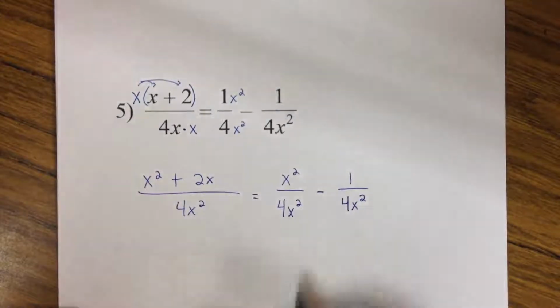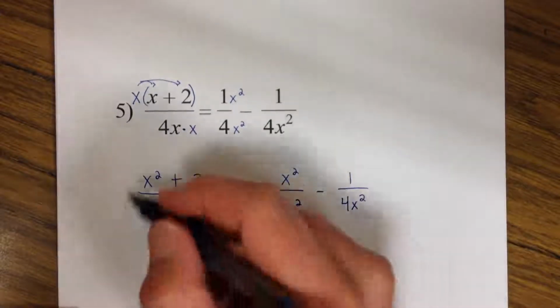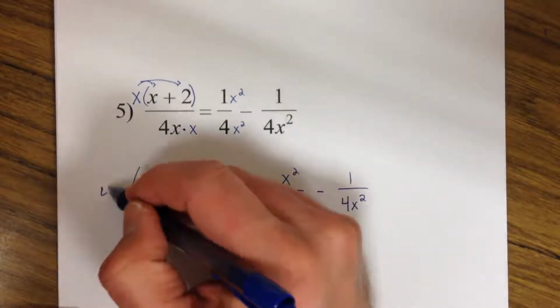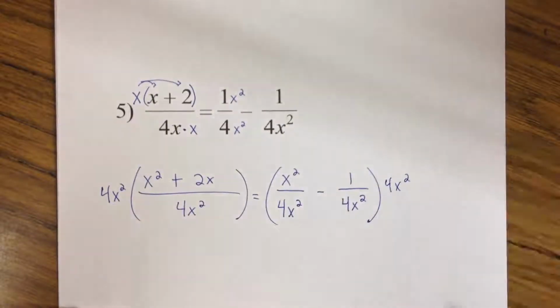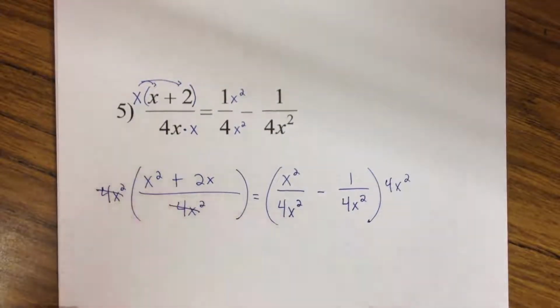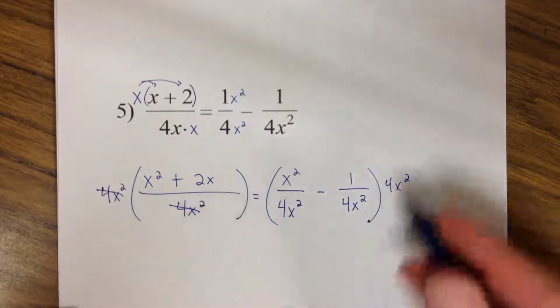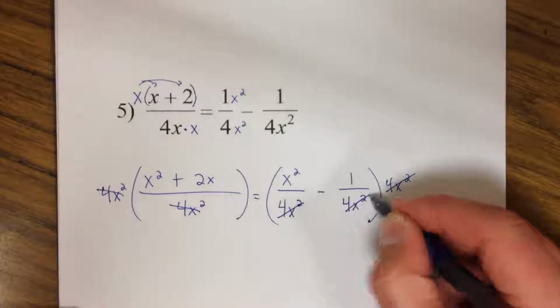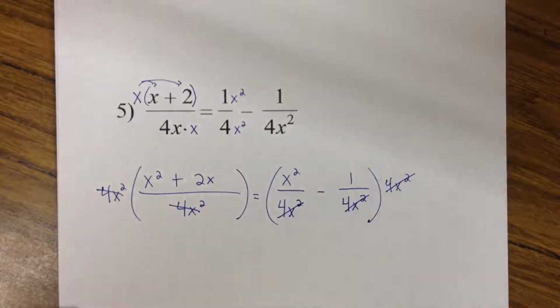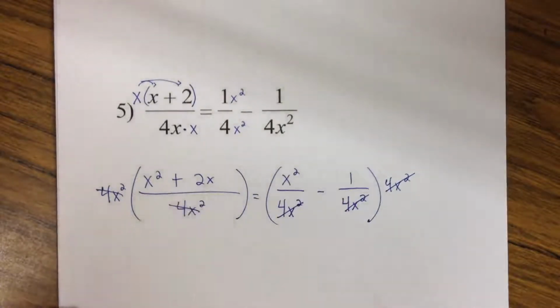Alright, so there's another way. You don't always have to combine this. So you could go ahead and do this step to get rid of the 4x squareds on the bottom. You can multiply both sides by 4x squared. That's going to cancel. If you keep it separate, make sure you cross out everything. Again, we're only left with what's up top.